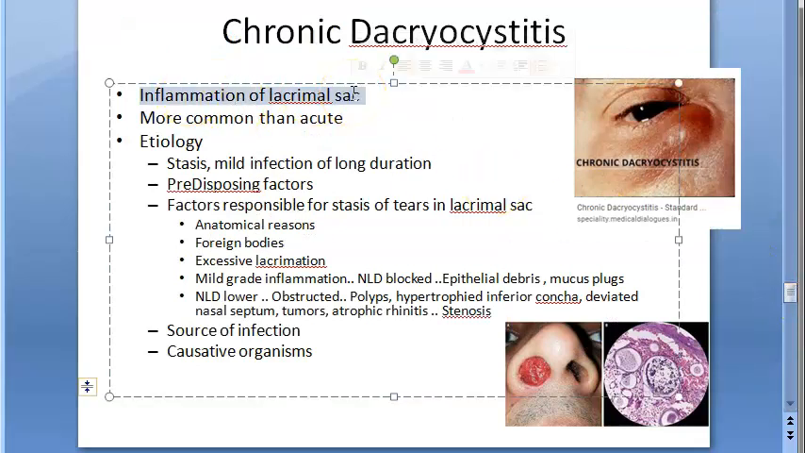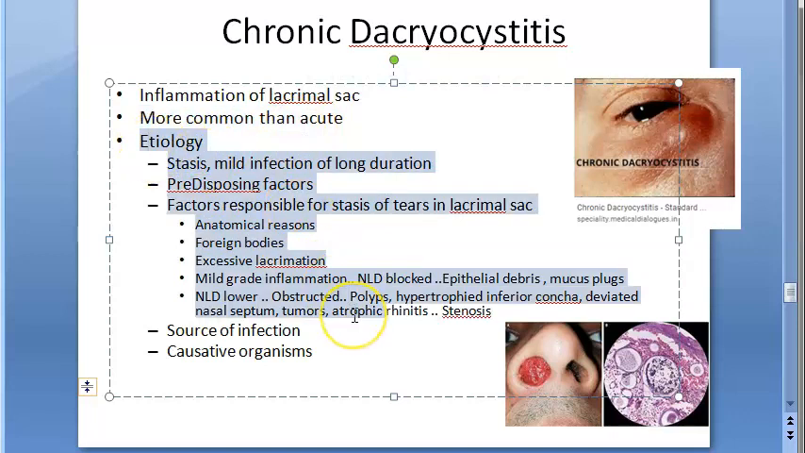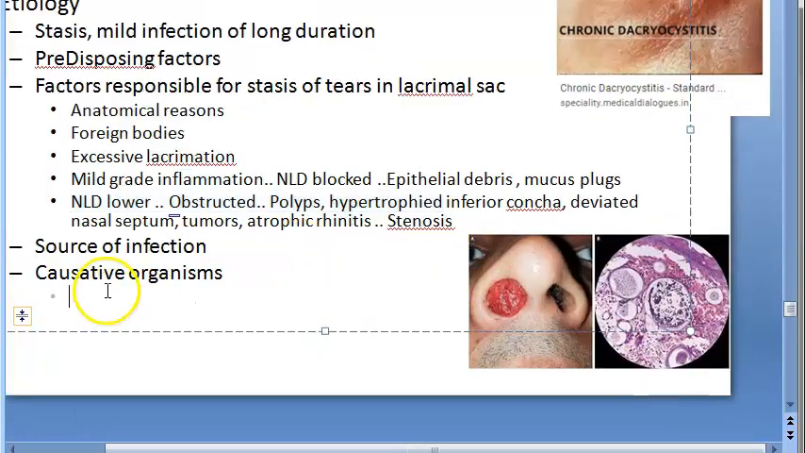Chronic dacryocystitis is a chronic inflammation of the lacrimal sac. It is more common than the acute condition. There will be stasis of tears in the lacrimal sac because of anatomical reasons, foreign bodies, excessive lacrimation, inflammation, or nasolacrimal duct blockage due to polyps. The causative organisms are staph, strep, pneumococcus, and Pseudomonas pyocyanea. In very rare cases, tuberculosis, syphilis, leprosy, rhinosporidiosis. The infection reaches the lacrimal sac from the conjunctiva, or from the nasal cavity by retrograde spread, or from the paranasal sinuses.